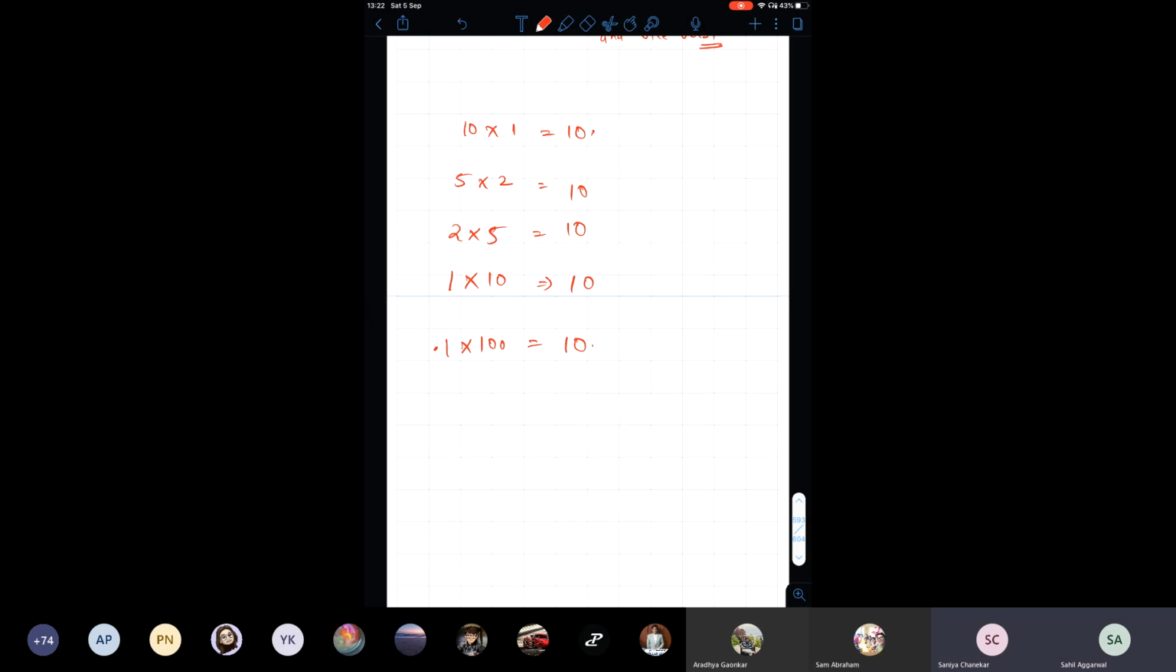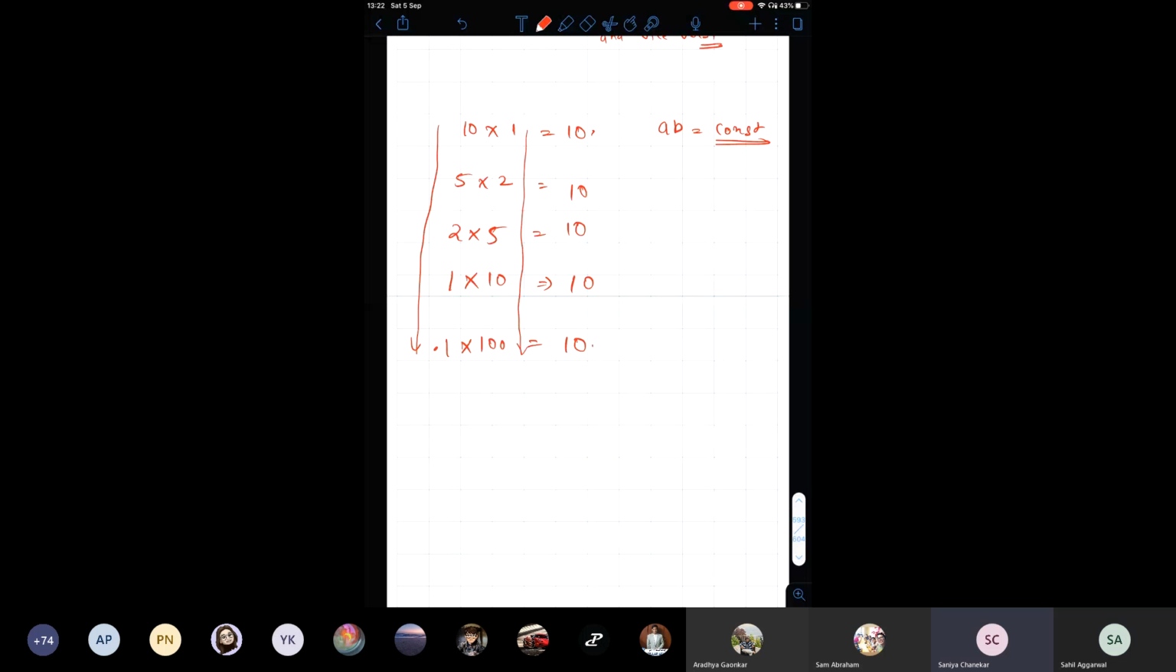Yes, sir. So when a into b is equal to a constant, जब a into b equal to constant होता है, one value keeps on decreasing and one value will keep on increasing.